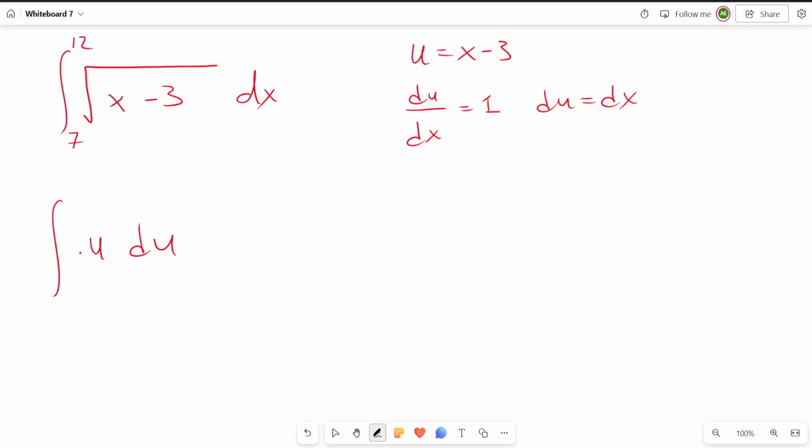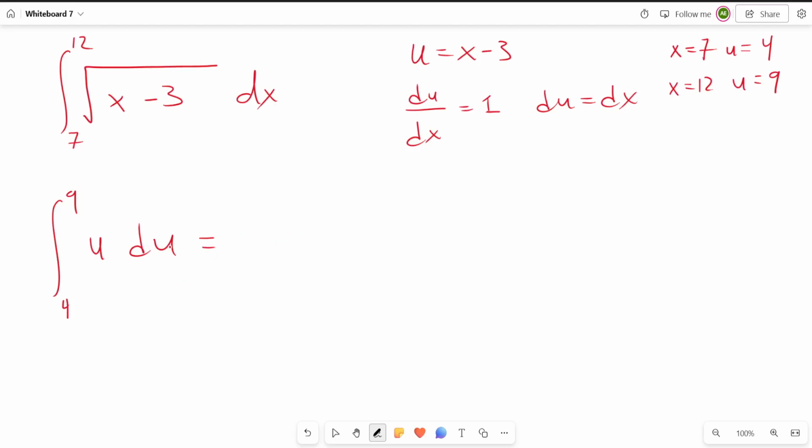So first, let's do the way of changing the bounds to adapt to our u. Our u is equal to x minus 3. So when x equals 7, which is our lower bound, u is going to equal 7 minus 3, which is 4. And when x is equal to 12, u is going to equal 12 minus 3, which is 9. So my new bounds are now 4 to 9.